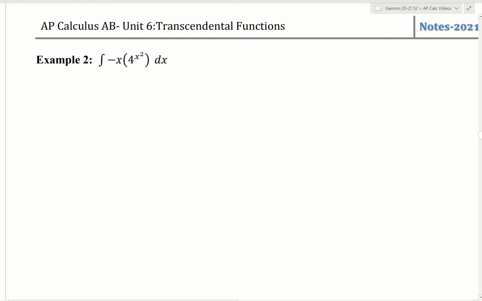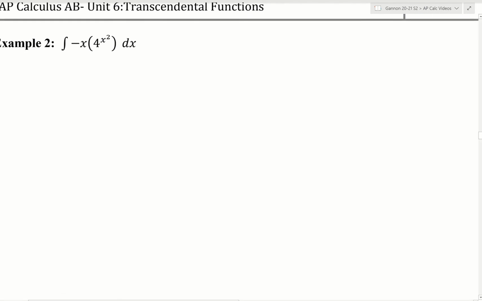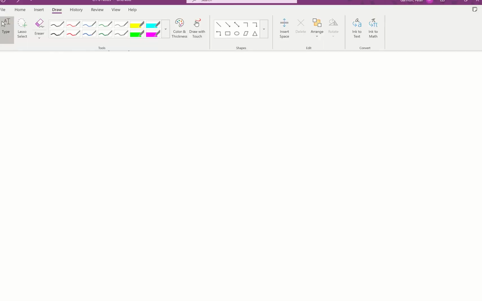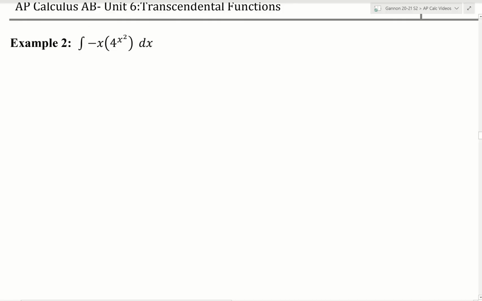Again, I probably should have mentioned this before, guys, but pause the video if you need to. I would pause the video, try the problem, and then see how we do it. So if we take a look here, we've got the integral of negative x times 4 to the x squared dx. Again, no product rule, no chain rule when we deal with integration. So we want to let u typically be the inner function, which in this case is x squared. So du is 2x dx.